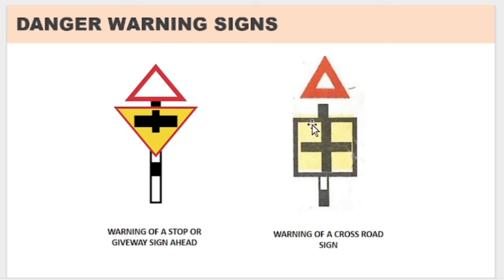Here we have a triangle and a rectangle. Okay, so when you have two triangles, it's a warning of a stop or give way sign ahead. But when you have a rectangle here, it's a warning of a crossroad ahead. Okay, so do not mind this cross here. Okay, so just take a look at what shape do we have at the bottom here. If it's a triangle, it's a stop or give way sign ahead, and if it's a rectangle, it's a crossroad ahead.